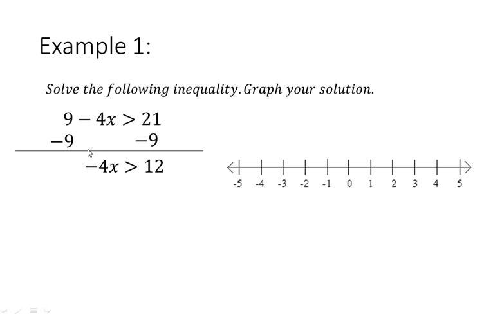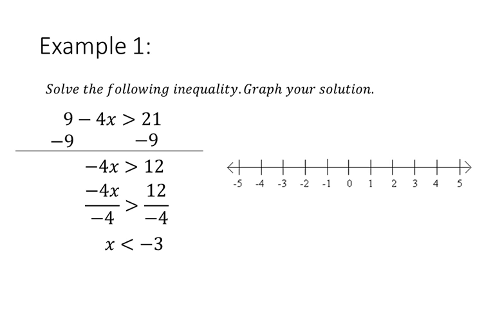Now, remember our property, anytime that we multiply or divide by a negative number, we have to flip the inequality. So notice in front of x, we have a negative 4, and it's being multiplied. So in order to solve for x, we have to divide both sides by negative 4, which means that we're going to end up flipping the inequality. So first let's divide both sides by negative 4, and then the negative 4's will cancel over here, and so then we'll have x is less than negative 3, because 12 divided by negative 4 is negative 3.